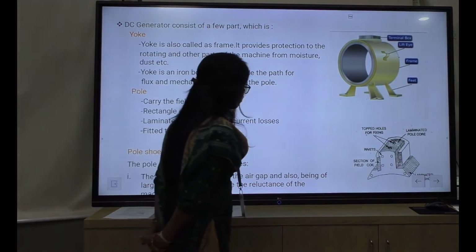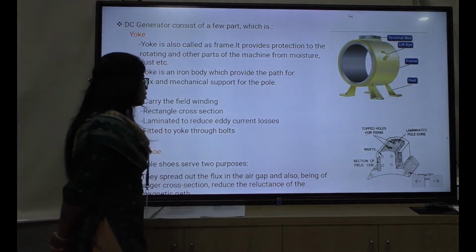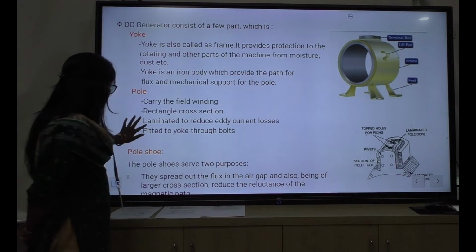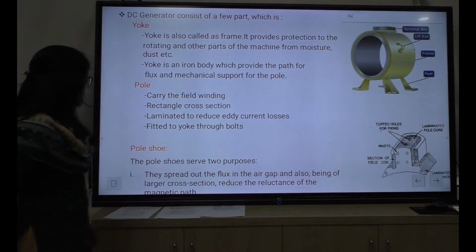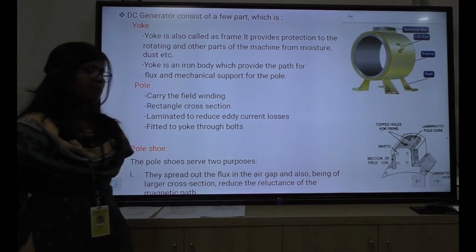Next, pole shoes. So pole shoe serves two purposes. It reduces the reluctance of the magnetic path.